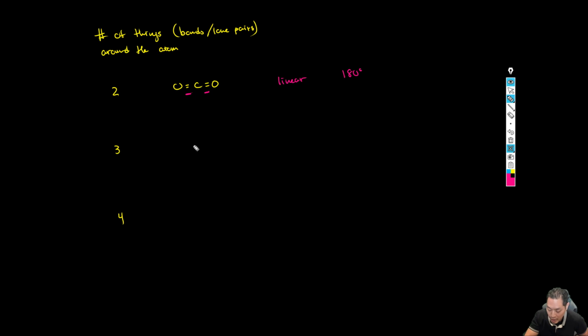When it's 3, like SO3, you have 1, 2, 3 things attached to it. I'm going to undo it so it won't get too confusing. So you have 3 things attached to it, and in that case it's going to be trigonal planar, and the angle right here is going to be 120 degrees.